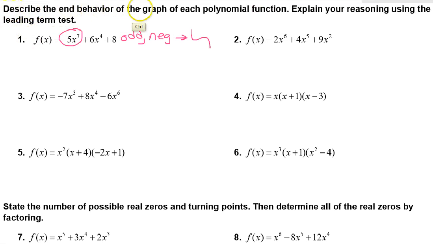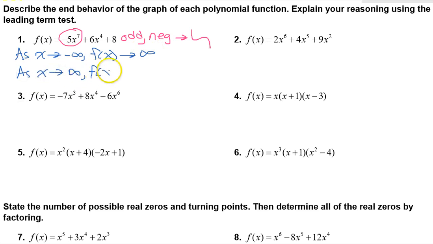Then of course we could go ahead and write the actual end behavior. We're supposed to describe the end behavior of the graph, and that would be: as x approaches negative infinity, f of x approaches, well, on the left it rises, so that's positive infinity. As x approaches positive infinity, meaning on the right-hand side, f of x approaches negative infinity because it's falling.